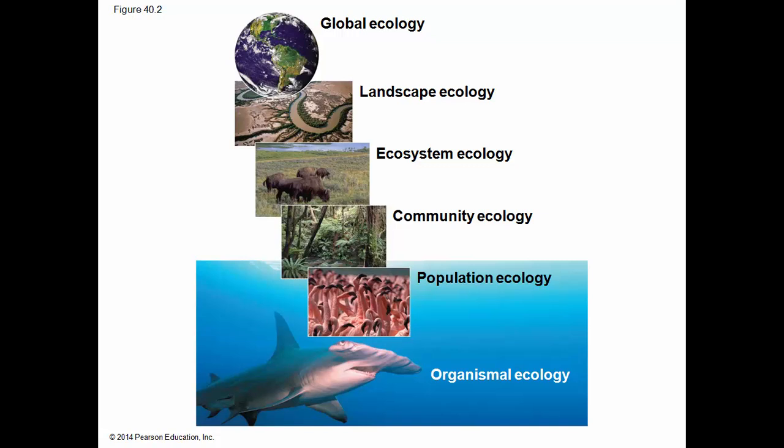There are 6 different levels of ecology labeled here. They include global ecology, landscape ecology, ecosystem ecology, community ecology, population ecology, and organismal ecology. So that goes from the broad scale down to the fine scale, down to the individual species, and individuals within that population.